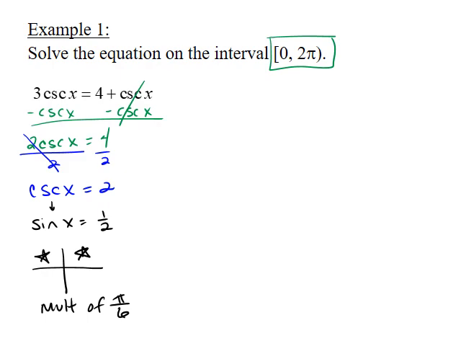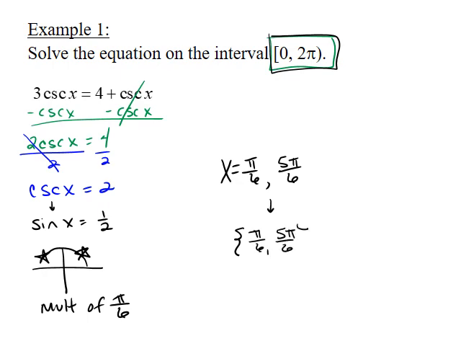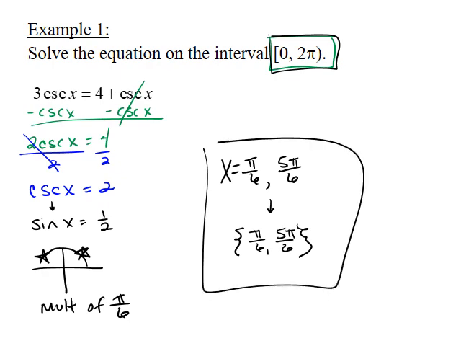And what I need to do is identify which multiples of pi over 6 are in the first and second quadrant. So we will find that x is pi over 6 in the first quadrant, and it's not quite half a revolution, so it's not quite 6 pi over 6, so it is 5 pi over 6. Those are the two solutions within one revolution of the unit circle. Sometimes in this section you will see these answers written in this way as well. Okay, I'll accept either.